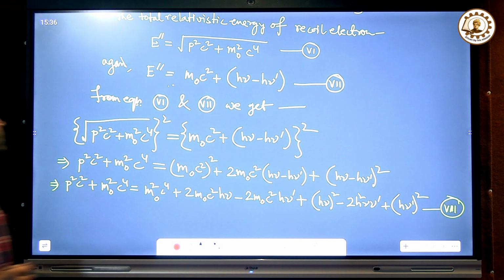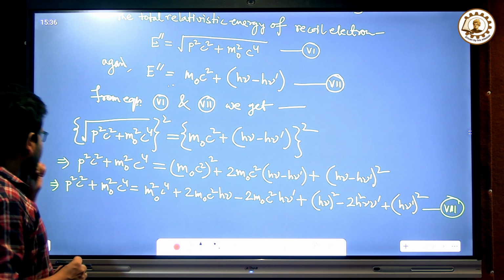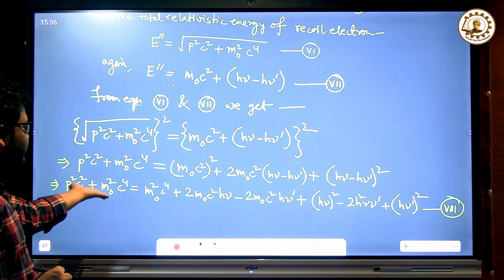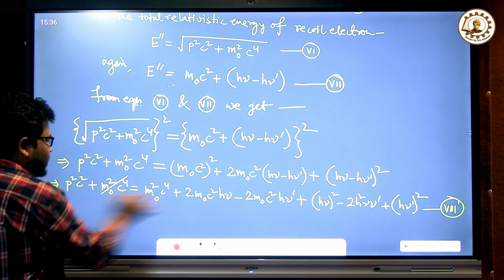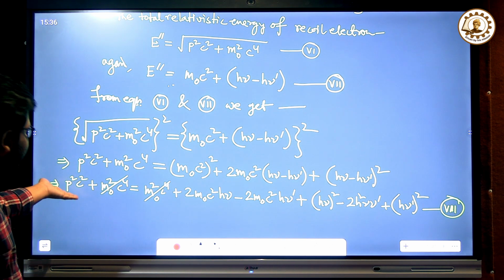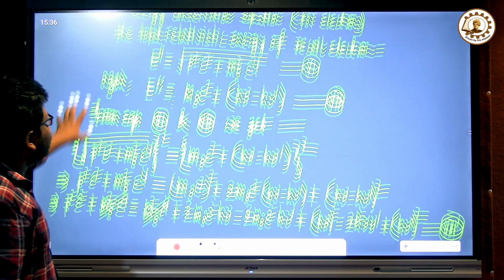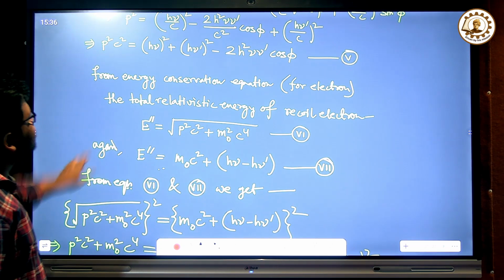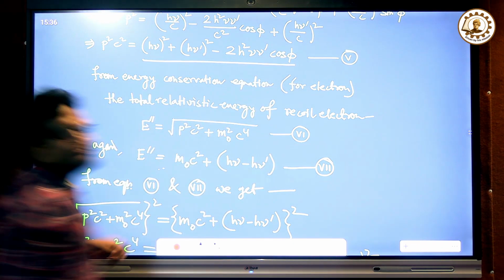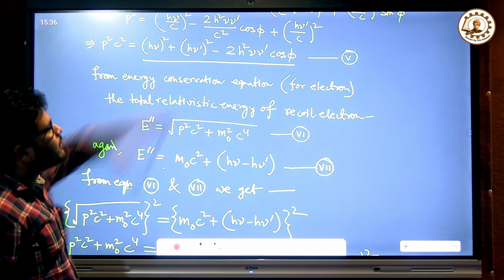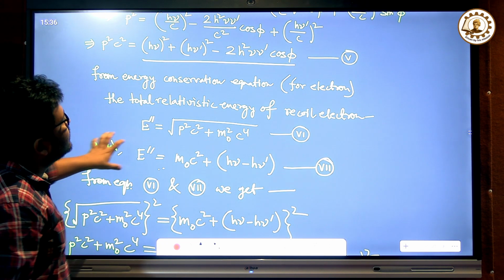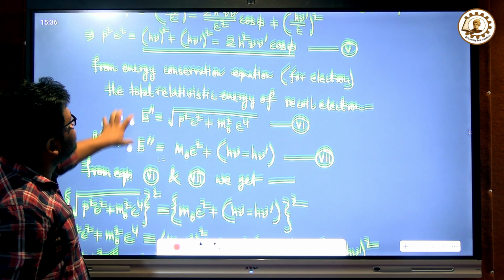Now look carefully, on the left hand side we have p square c square plus m0 square c to the power 4. So these two terms easily cancel out, and the only term that remains on the left hand side is p square c square. And if you remember, we already have established the expression for p square c square, so I can easily substitute it from equation number 5.